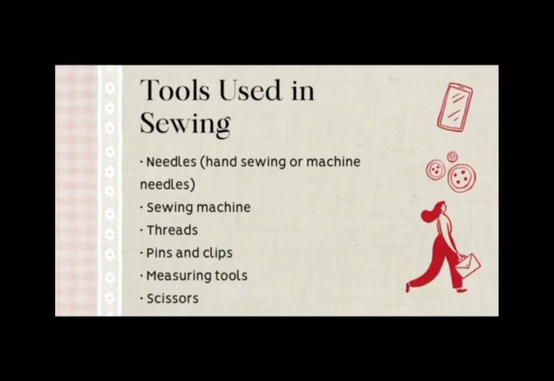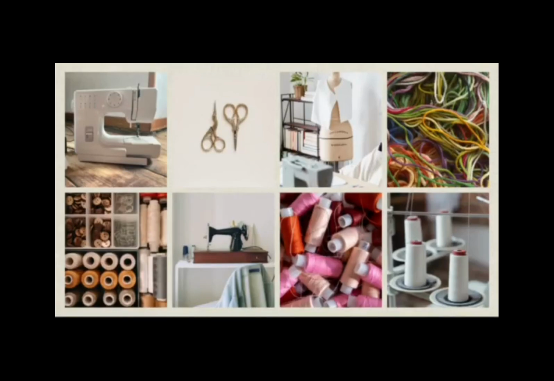Tools used in sewing: needles, hand sewing or machine needles, sewing machine, threads, pins and clips, measuring tools, scissors. I've provided a picture in the second slide. To perform sewing and assembly, we use different essential tools such as needles, sewing machines, thread, pins and clips, measuring tools, and scissors. These tools help make the stitching clean, accurate, and durable. I've provided a picture in the second slide to show some of these tools visually.